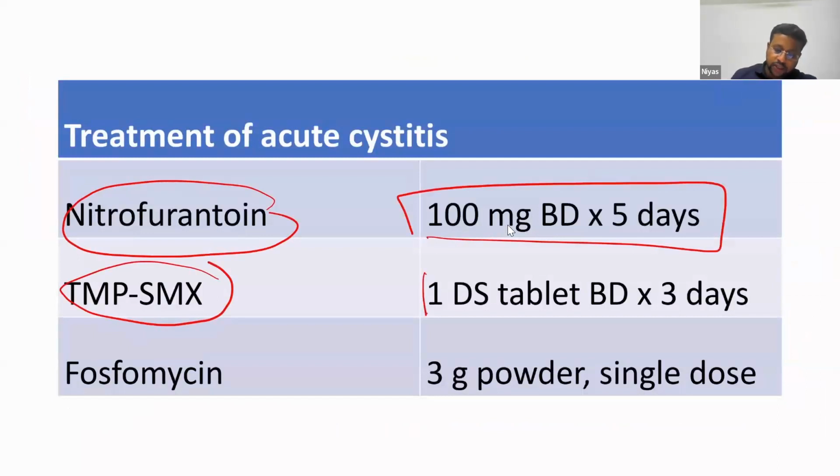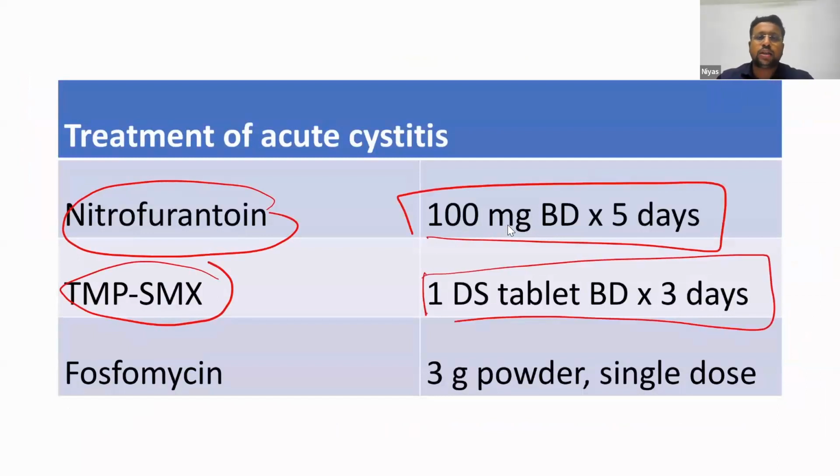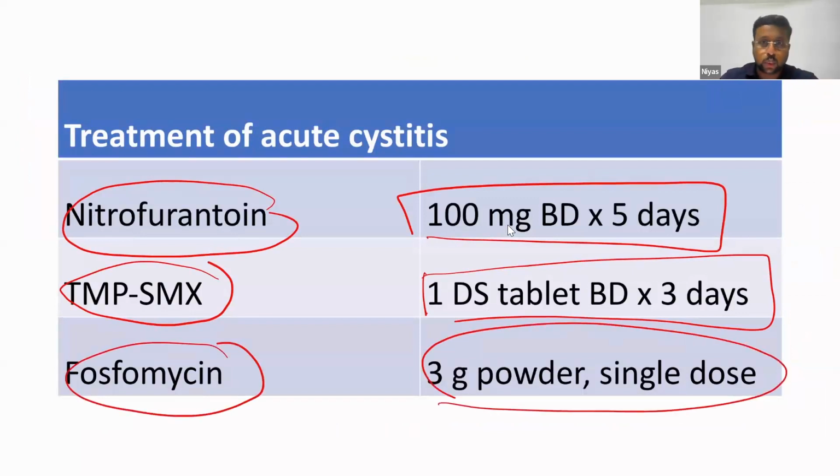But if you have a proven susceptibility, this is an excellent oral agent for the treatment of cystitis. One double strength tablet given BD for 3 days, that is enough. Fosfomycin oral also, especially for UTI due to E. coli, you can give fosfomycin. It works well. It has been found to be almost equivalent to nitrofurantoin.